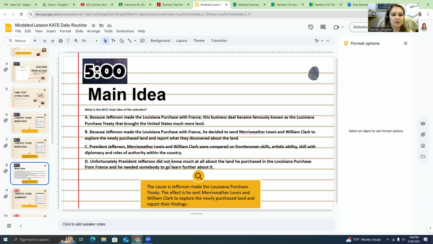D, unfortunately, President Jefferson did not know much at all about the land he purchased in the Louisiana Purchase from France, and he needed somebody to go learn further about it. Well, that is partly true. Yes, he did want people to go and learn further about it, but I feel like my best choice would be B. So at this point, I would have let them go ahead and make their choice, and if they chose B, then yes, you are correct.